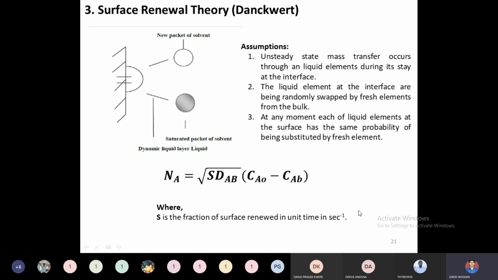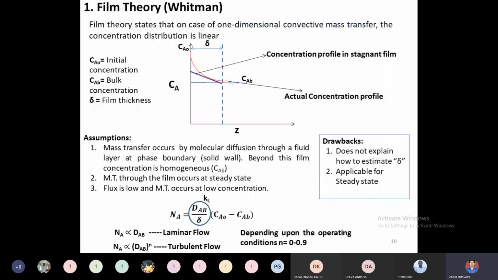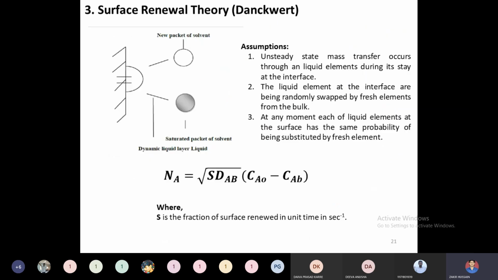So this fraction will have units of second inverse. DAB will have units of meter squared per second, so the second will get cancelled. This one is the surface renewal theory. So we have covered the film theory, the penetration theory, and the surface renewal theory.